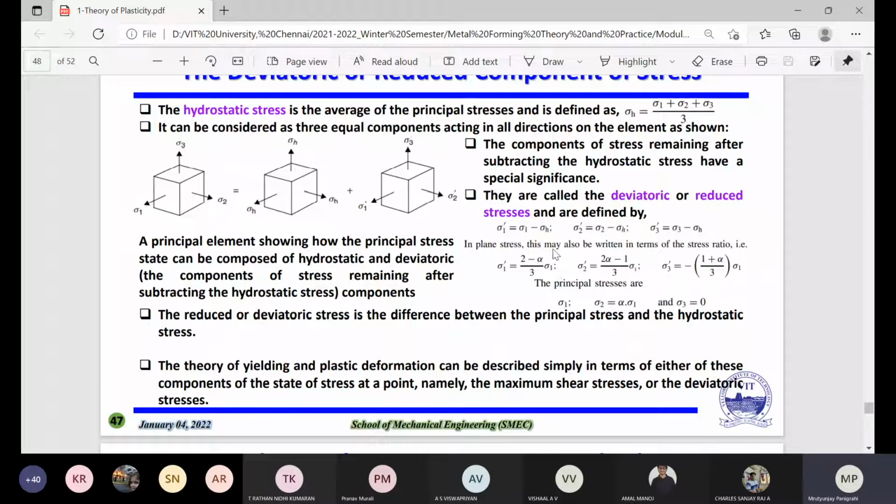But if you want to calculate this, I put it here: instead of the principal stresses we had, now the principal stresses have to change. Initially it was sigma 1, and sigma 2 you have to consider as alpha into sigma 1, and sigma 3 equal to 0. If you put these three terms into the first equation, sigma 1 dash equal to sigma 1 minus sigma h, then you will find this equation: sigma 1 dash equal to (2 minus alpha) by 3 sigma 1.